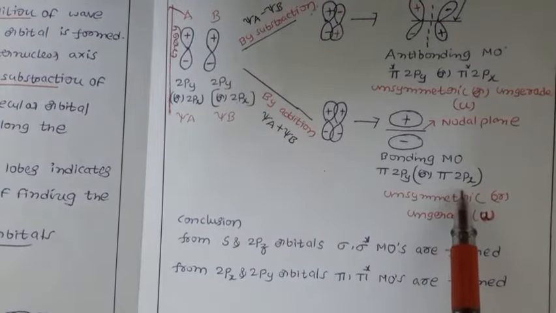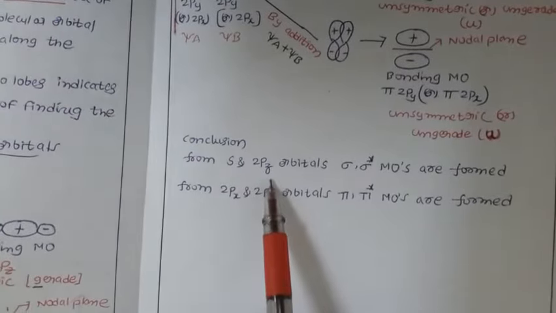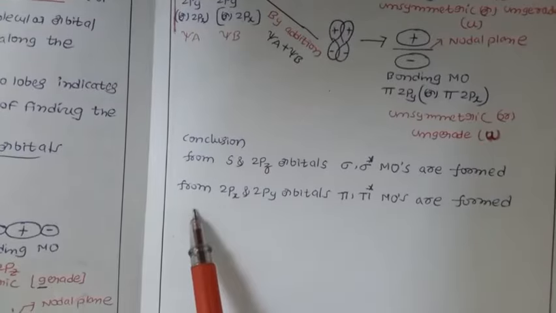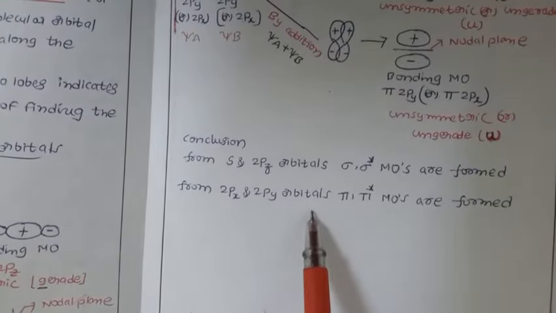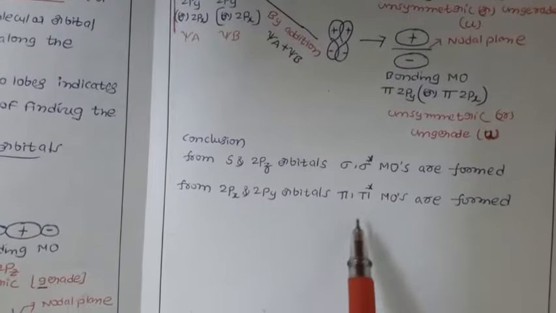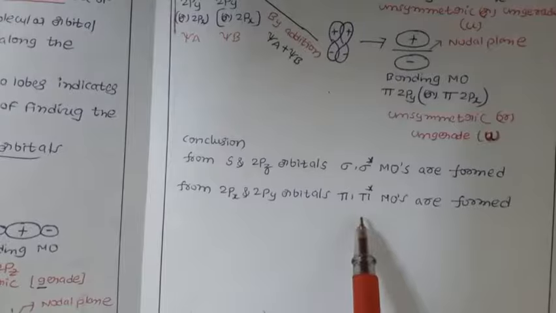So the conclusion is that from s and 2pz you are getting the sigma and sigma star molecular orbitals, whereas from the 2px and 2py orbitals you are getting the pi and pi star molecular orbitals. These are very important, so you have to focus on how the molecular orbitals are going to form.